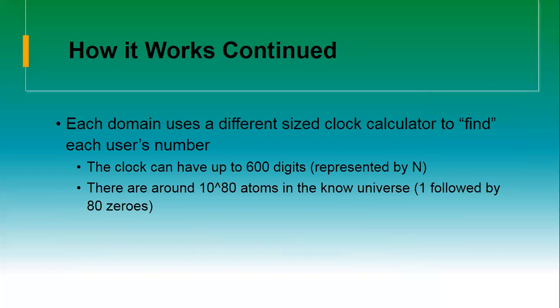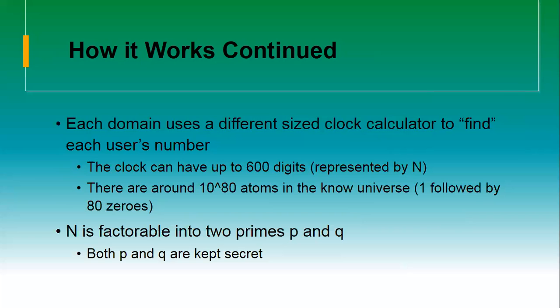Now, these are not anything like a clock that you put on your wall. This clock has up to 600 digits. Not all of them do, but the biggest ones do. And for some perspective, there are 10 to the 80th power atoms in the known universe. So we're talking 1 followed by 80 zeros. We're talking about a number that is over 500 digits longer.